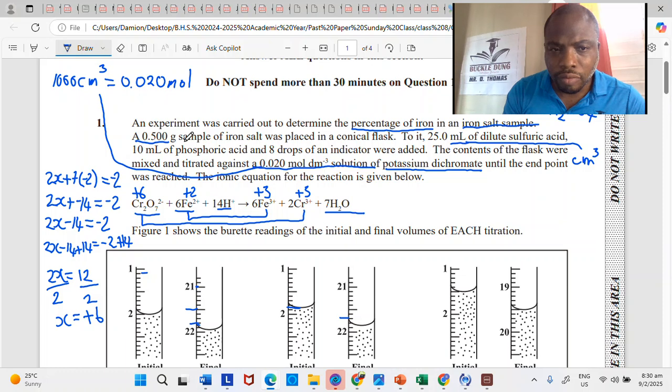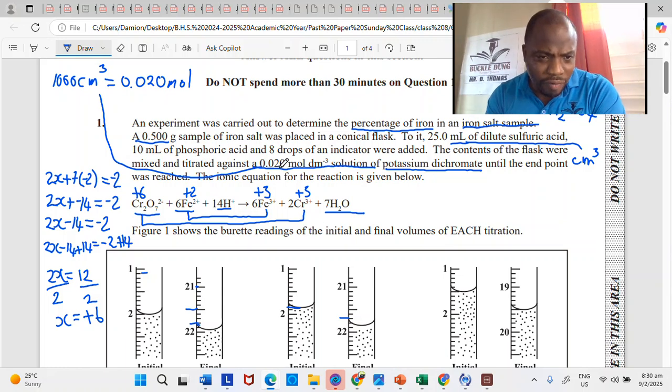So we need a scale. Yeah, a balance. In Jamaican terms, we call everything scale. Balance, thank you so much. So we need the balance. Did we measure anything outside of using the pipette? It says 10 milliliters of phosphoric acid. What are we going to use to measure that? A measuring cylinder. Beautiful.